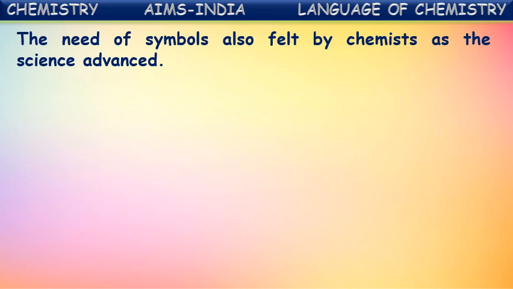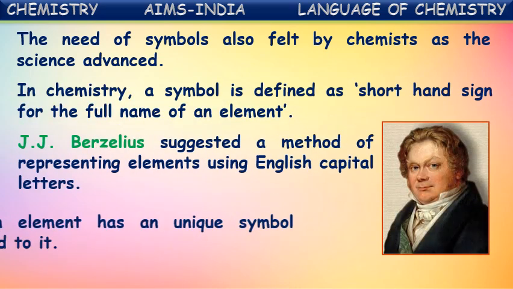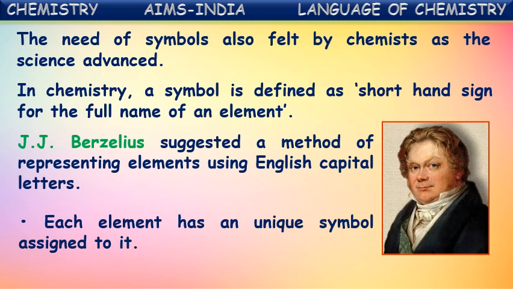Let us see what this is. There was a need for symbols felt by chemists as science advanced. Instead of writing the complete compound name, we can use symbols, they felt. In chemistry, a symbol is defined as a shorthand sign for the full name of an element.